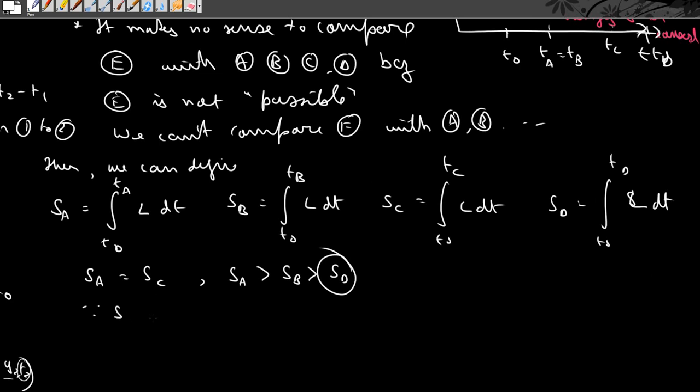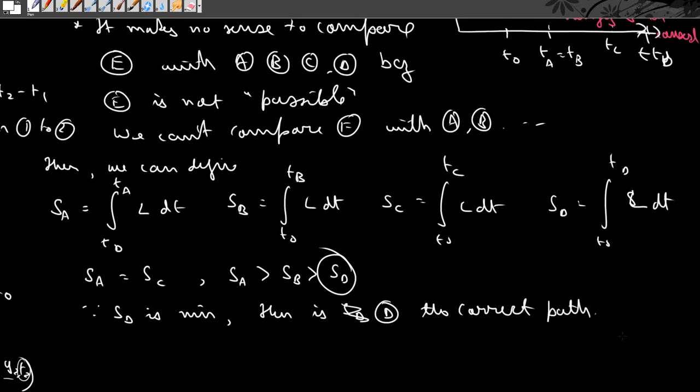Since SD is minimum, is the path D the correct path? That is the question, because Hamilton's principle says that among all the possible paths, the path corresponding to the minimum action value is going to be the correct path. So here we find that SD is the minimum. Can we conclude that D is indeed the correct path?